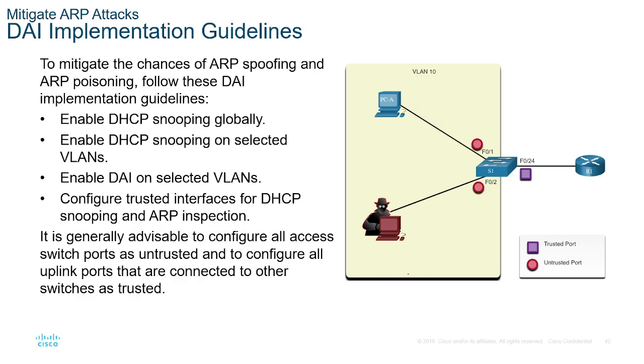So enable DHCP snooping globally. Ayan, and then enable DHCP snooping on selected VLANs, enable DAI on selected VLANs as well, and configure trusted interfaces for DHCP snooping and ARP inspection. So, sabi dito, it is generally advisable to configure all access ports as untrusted. So, syempre, pag access port, ibig sabihin, sa labas yan, no? So, it's a good practice or advisable na untrusted lahat yung mga access ports. And then configure all uplink ports that are connected to other switches as trusted. Yung palabas sa network na yon, ito yung trusted.